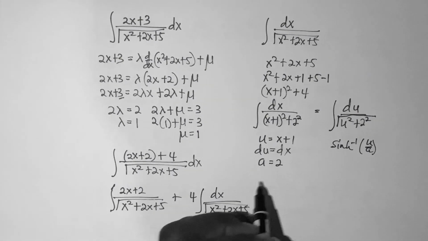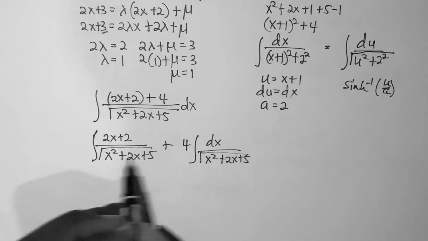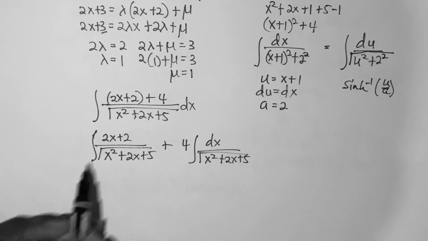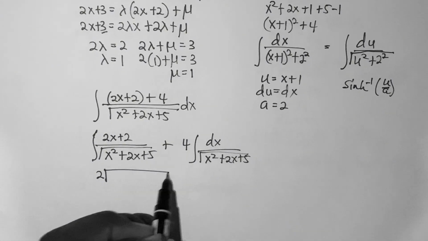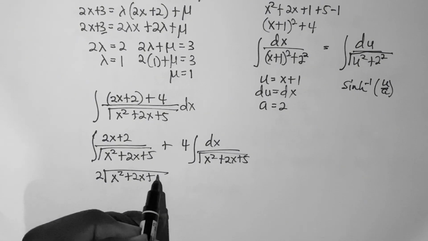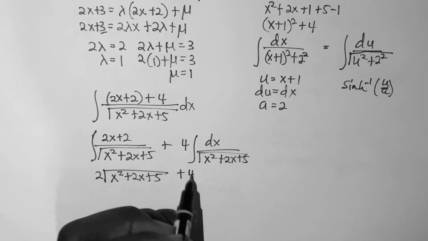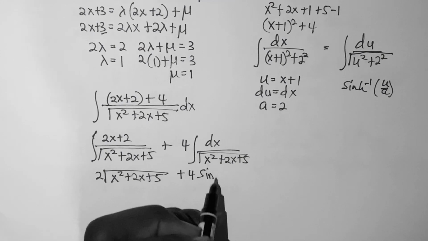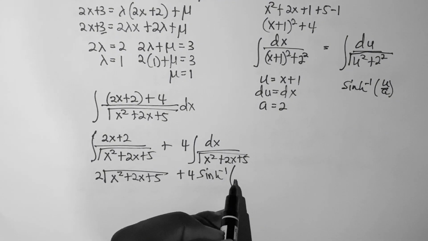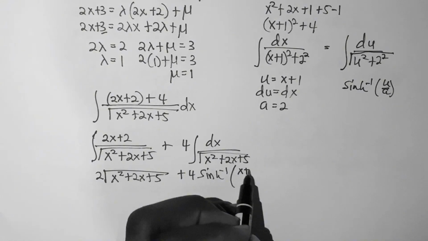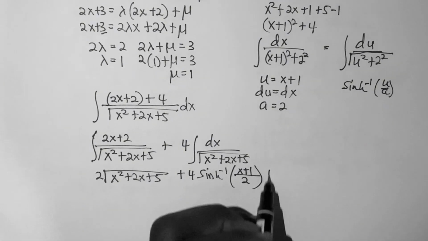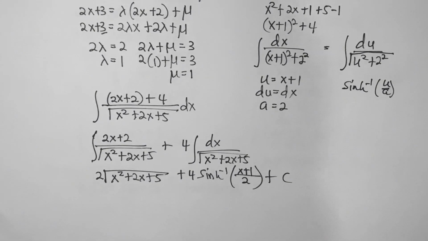So it means that this integral is equal to, now if we integrate this, it is 2 root x squared plus 2x plus 5 and plus 4 hyperbolic sine inverse of u, where u is x plus 1. So x plus 1 divided by a, which is 2. So plus c. This is the answer for the integral.